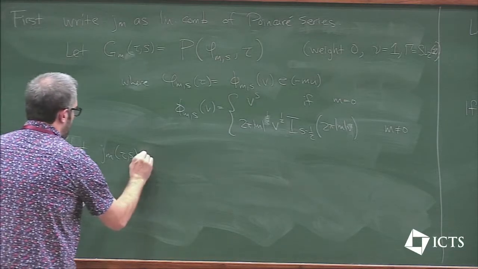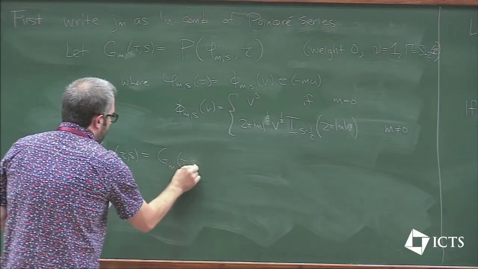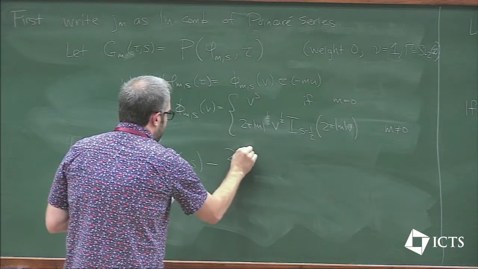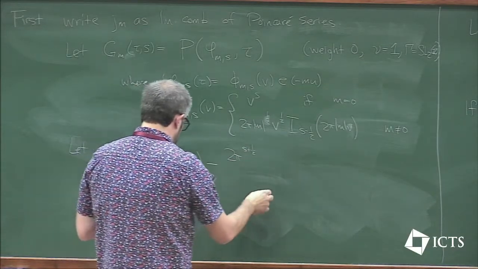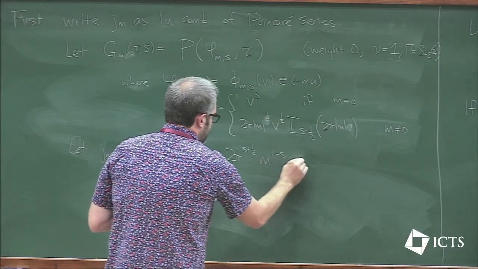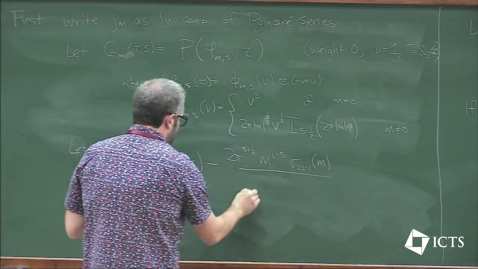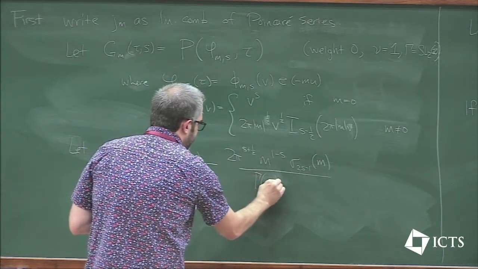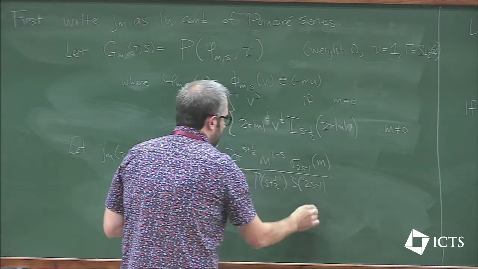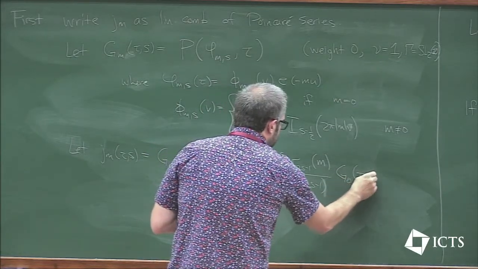Okay, let J_m(tau, s) be, well, we're going to take this G_m(tau, s) and subtract off 2 pi to the s plus 1/2. This is a mess, but I'm just going to write it down. m to the 1 minus s, sigma_{2s-1}(m), over gamma of s plus 1/2 zeta of 2s minus 1, multiplied by G_0(tau, s).